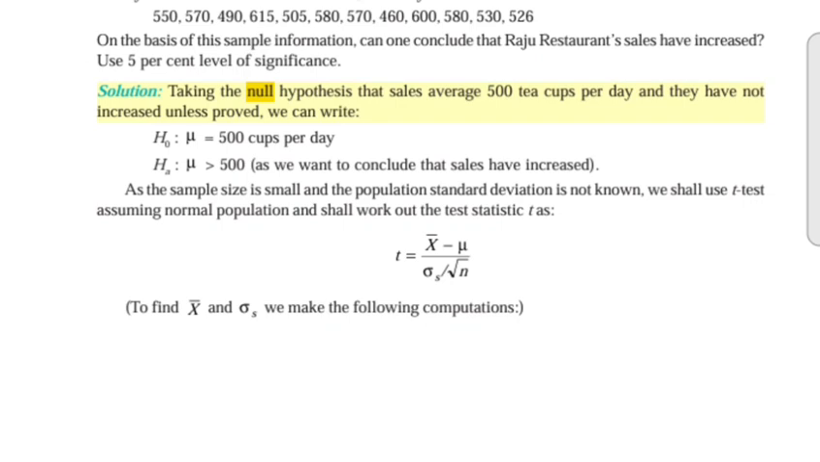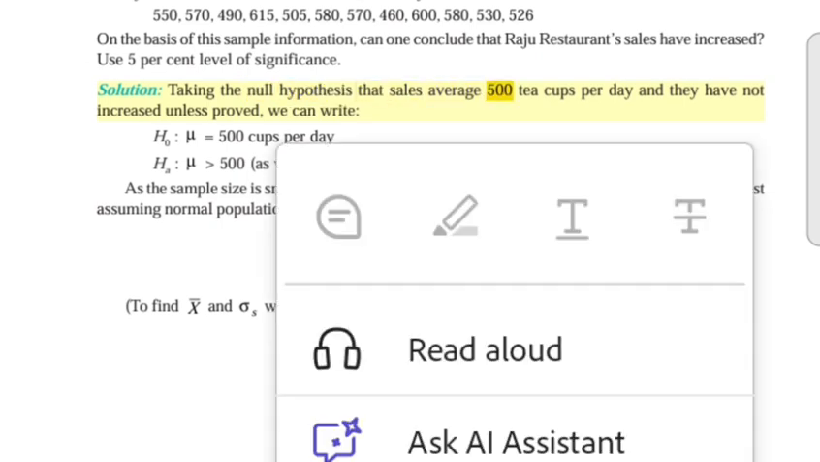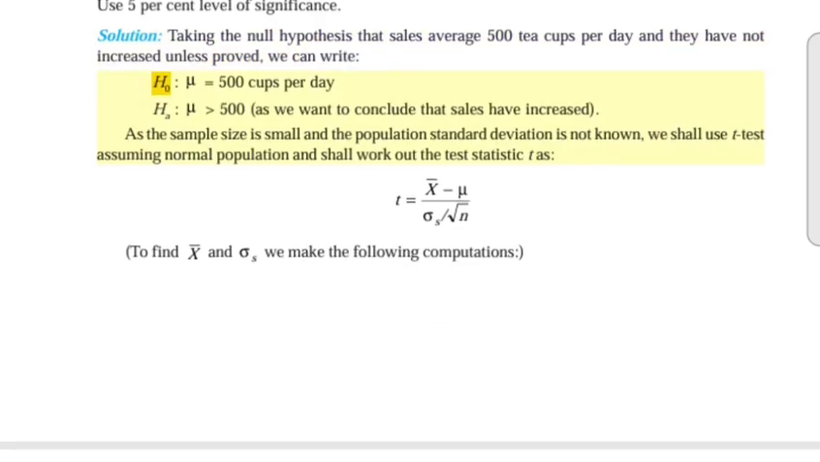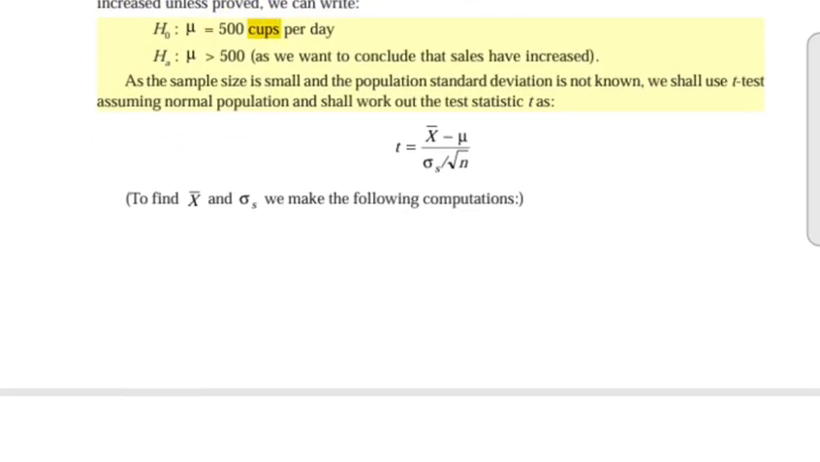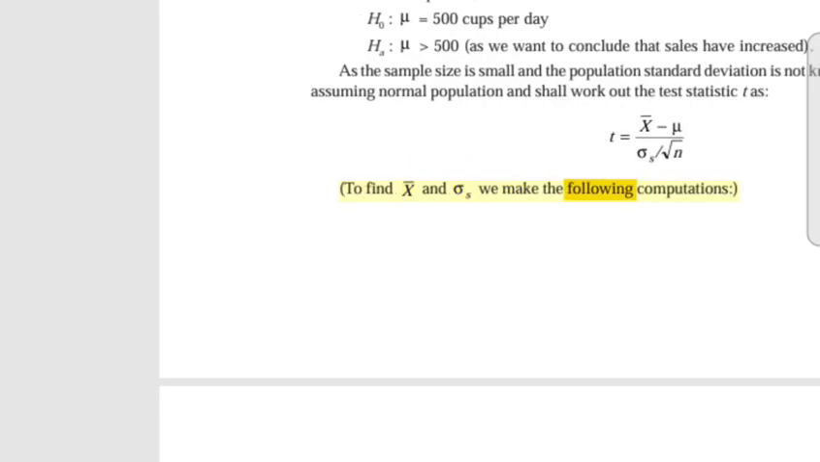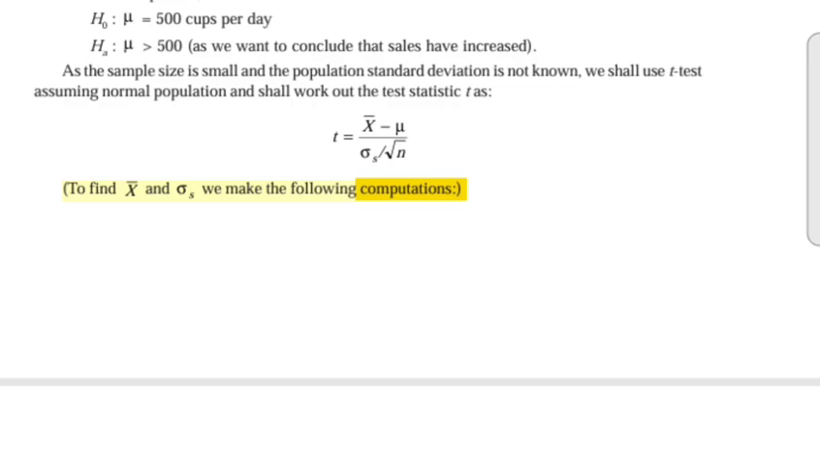Solution. Taking the null hypothesis that sales average 500 teacups per day and they have not increased unless proved, we can write H0: μ = 500 cups per day, Ha: μ greater than 500, as we want to conclude that sales have increased. As the sample size is small and the population standard deviation is not known, we shall use the t-test assuming a normal population and shall work out the test statistic t as t = (x̄ − μ) / (σs/√n). To find x̄ and σs, we make the following computations.